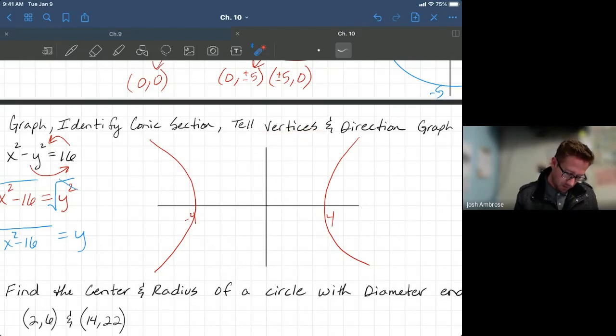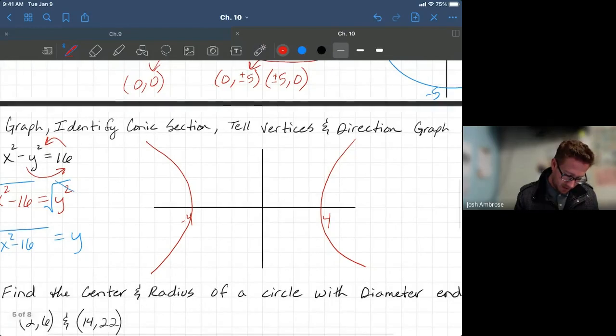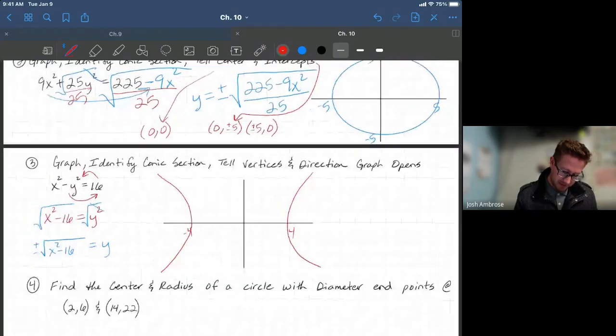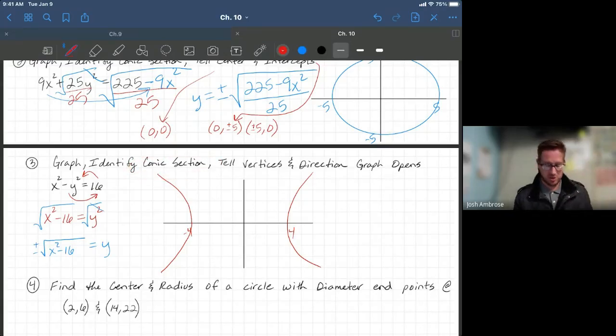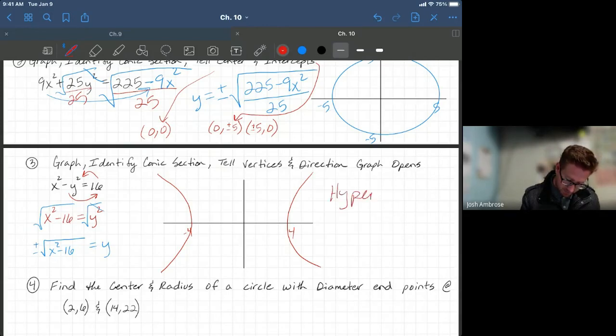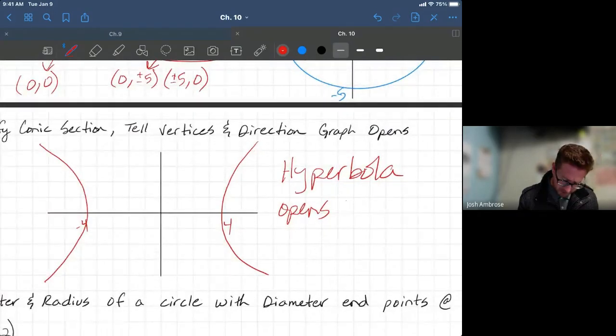Okay, so what do we have to do here? We have to say what type of conic section we just created. And the conic section is identifying the name of this shape. So this is a hyperbola. And we have to identify also the direction of the hyperbola. And this is a hyperbola that opens horizontally.